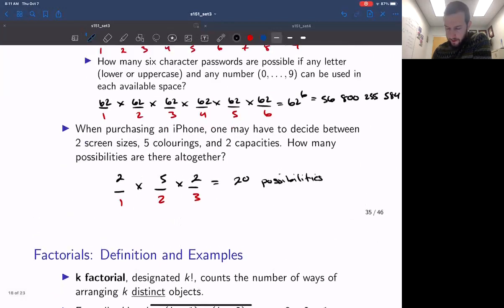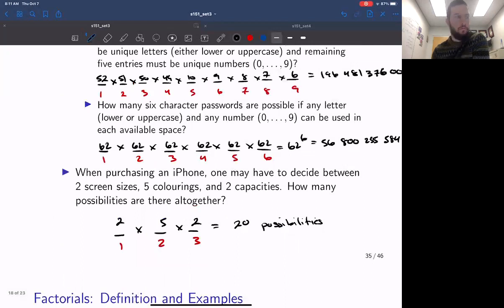Okay, any questions about basic counting? In example 2, I use 62 because for each action, I can choose any letter, lower or uppercase, and any number between 0 and 9. So that's 52 possible letters plus 10 possible numbers for 62 total options. Does that make sense? Cool. Good one.